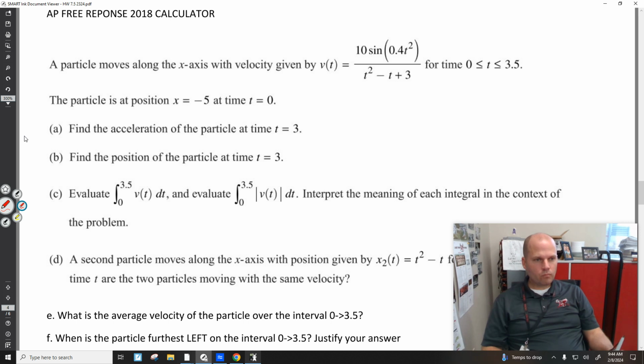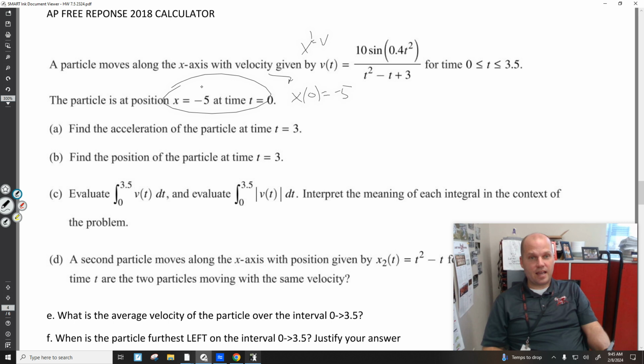Here, we have a velocity, so we've got x prime. We got a position at time 0. They did not tell you that x of 0 equals 5. Make sure you're able to turn that into that, okay? This is a position. This is a time. Time, position. Don't make a stupid mistake by saying x of negative 5 equals 0. That's not right. Don't do that.